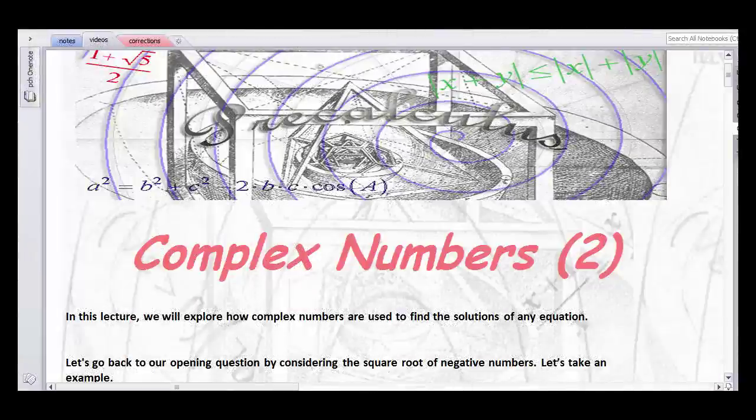In this second lecture on complex numbers, we're going to be exploring the use of complex numbers when it comes to solving equations. There are no results in this lecture, no theorem, no definition. It's just an application of complex numbers and their operations. So let's start with the first example.